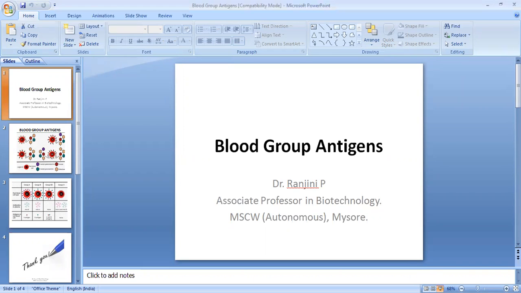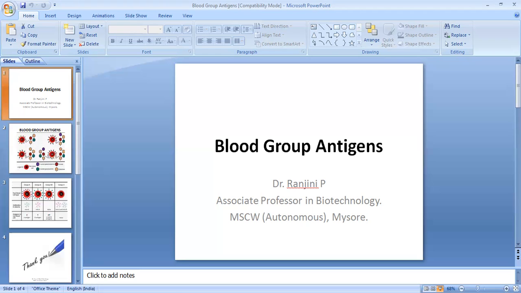Today in this session, we learn about blood typing and blood group antigens. Blood typing is a method of classification of blood based on the presence or absence of the antibodies and the antigenic substances which are present on the surface of red blood cells or RBCs.